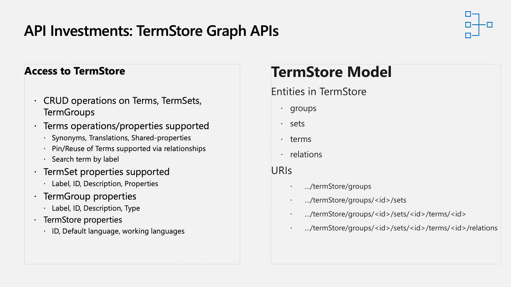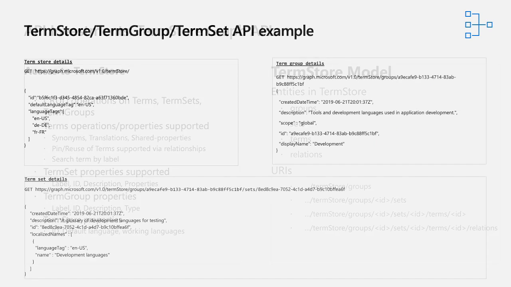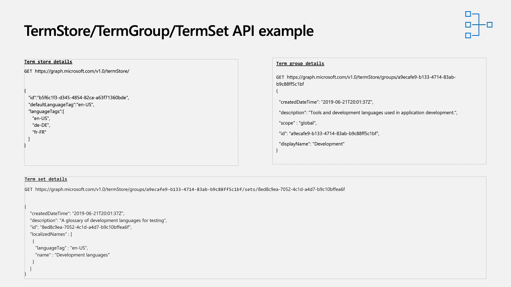In terms of the future investments, TermStore and TermSet have been something that the community has asked us to do for a long time, and we are super happy to announce that this will be available soon. So as you can see here, you will be able to use Microsoft Graph in order to do CRUD operations on TermSet and TermStore, as well as being able to configure the basic information on the TermStore itself. So for example, you will be able to access entities and be able to remove or manage these entities as well. In this example, you can see some of the APIs that you will be able to use in order to work on TermSet and TermStores.